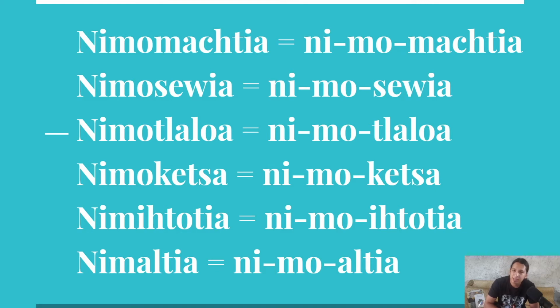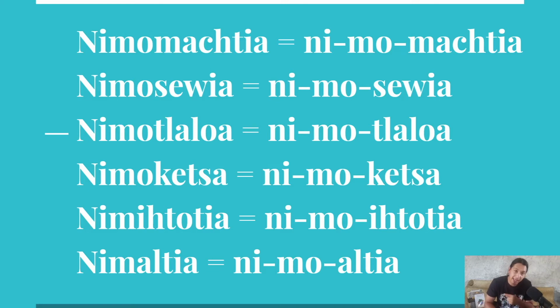In ancient times, they would dance certain objects and make it seem like it danced. So, nikihtotia, I make it dance. Nimoaltia, but really you say nimaltia. It has a mo; the root is altia, which means to bathe something, apply water to something, shower something. So nimoaltia is I bathe myself or I shower myself.